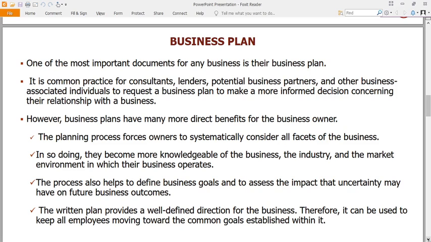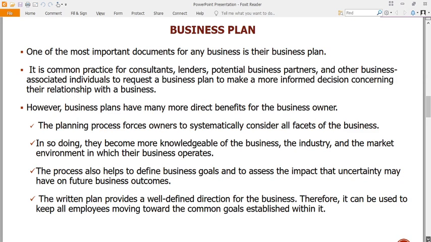Basically, if you're looking for a loan or if you're looking for partners, the first thing they will ask for is your business plan. However, the business plan is also beneficial to the business or to an agribusiness manager because it helps you to systematically consider all sides of the business. It is like a check.